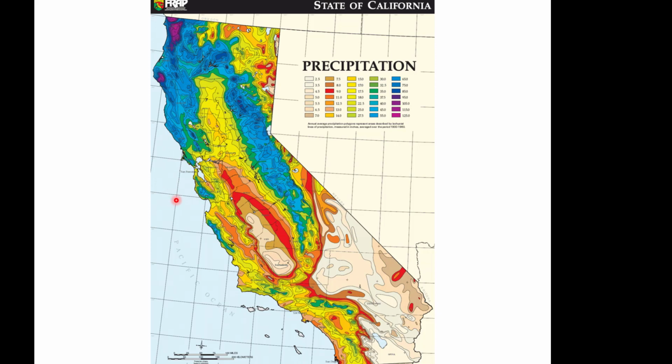Here's moist air coming off the Pacific and hits the Coast Ranges, and then you've got dry conditions here. The big rain shadow is on the other side of the Sierra Nevada. So this red and these tans and these colors here mean not much rain. So you can see lots of rain in the Sierras, rain shadow on the other side.